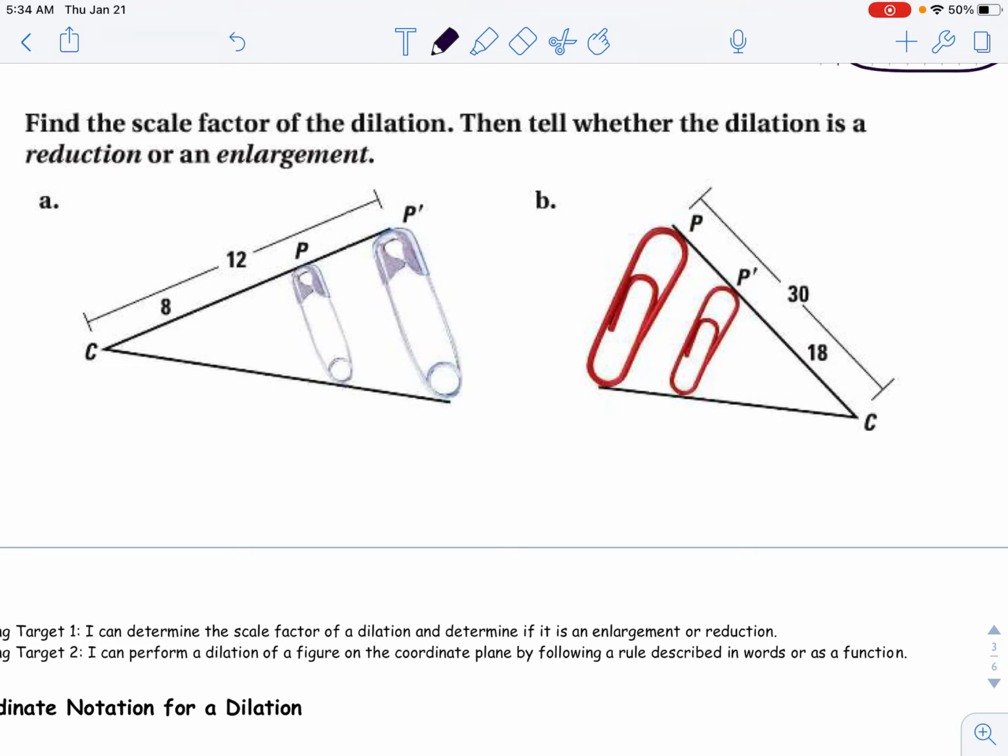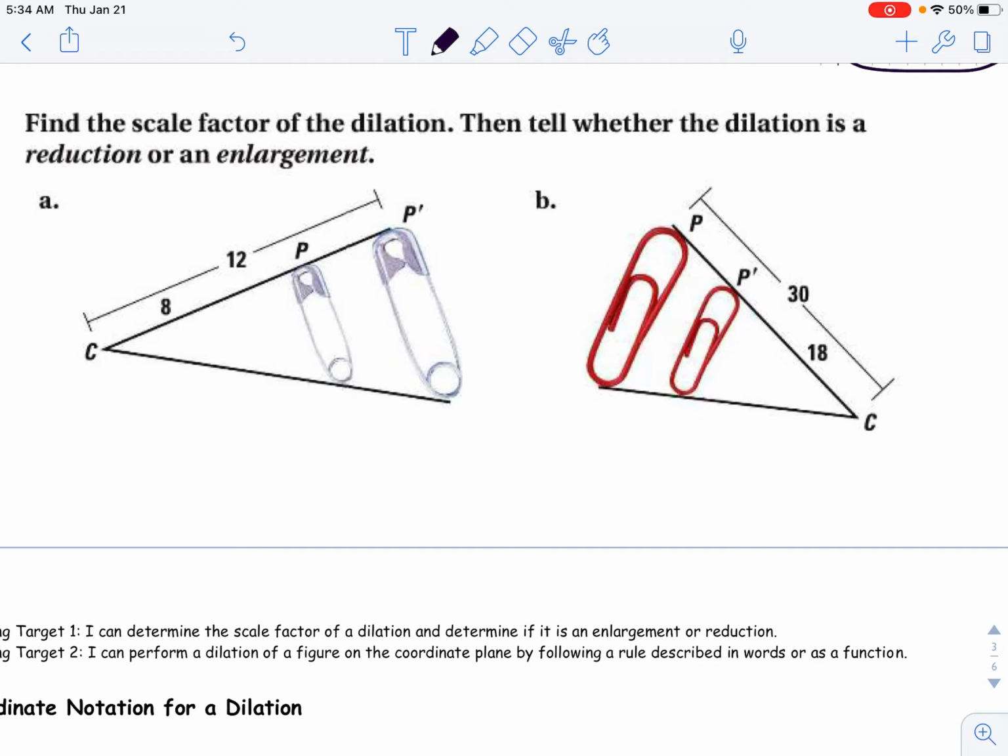So we're going to find the scale factor of the dilation, then tell whether the dilation is a reduction or enlargement. So, of course, when we're doing math, it's good to use common sense, but I'm going to be very thorough, very detailed, write down a lot of stuff right now, just so it's clear what my thought process is.